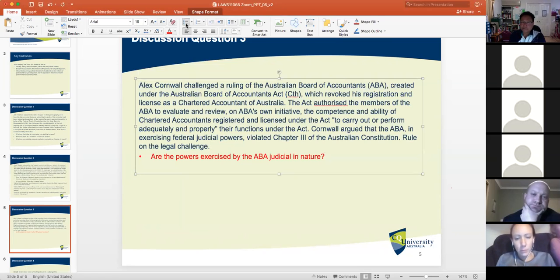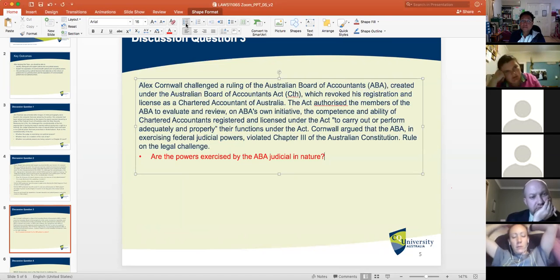Because if it does, potentially there is a breach of the separation of powers if the ABA has not been constituted as a Chapter 3 court. I would have thought that they were judicial in nature, but I might be understanding judicial powers wrong too. Okay. Would it be considered quasi-judicial? Because it's a tribunal, essentially. If it's a board, wouldn't it be seen as a tribunal and therefore quasi-judicial?